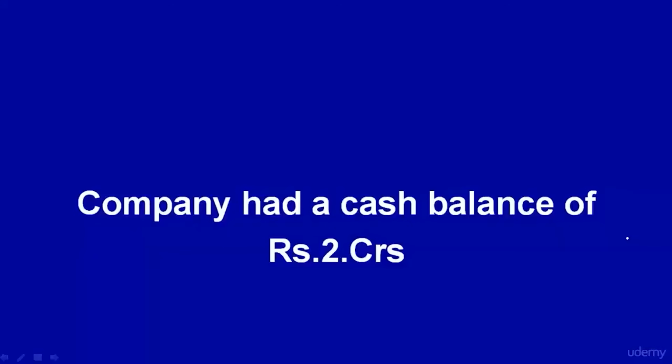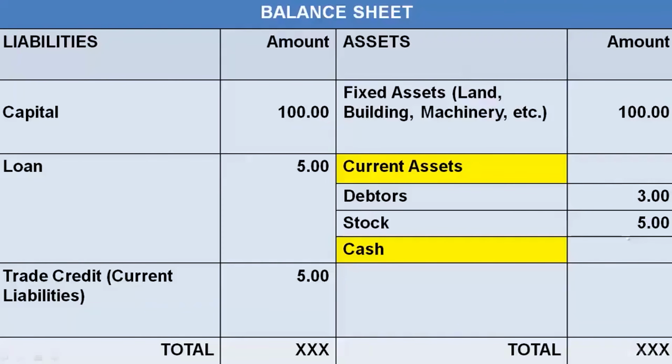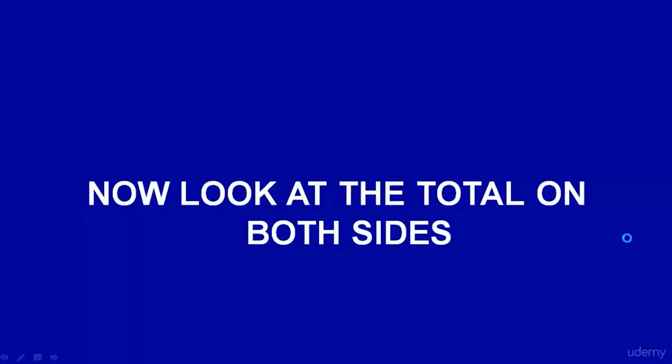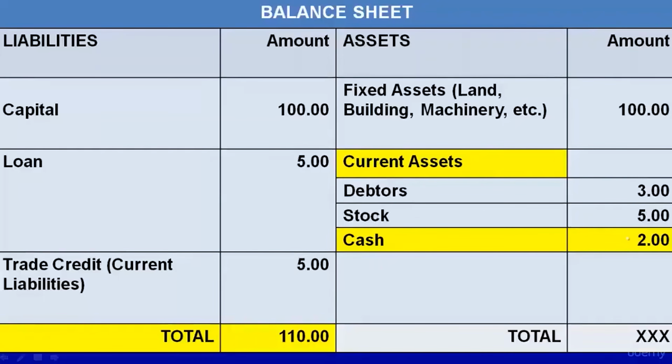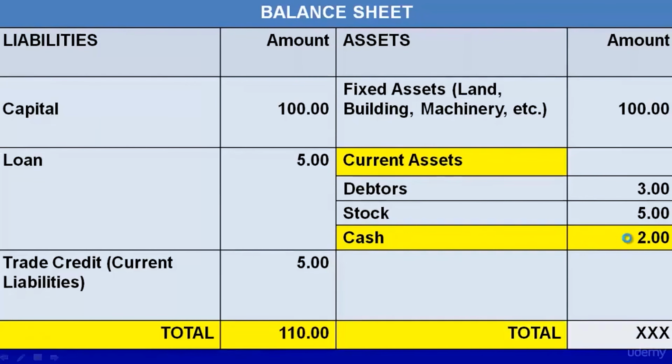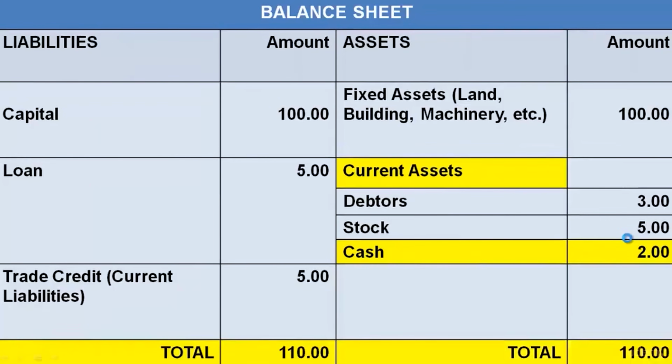The next item is the company has a cash balance of rupees 2 crores. Cash is an asset because the organization is going to own that, so it will appear on the asset side of the balance sheet, cash rupees 2 crore. Now what we'll do, we'll total this. Look at the total on both sides. Here on the liability it's 110, and the asset total is also 110.